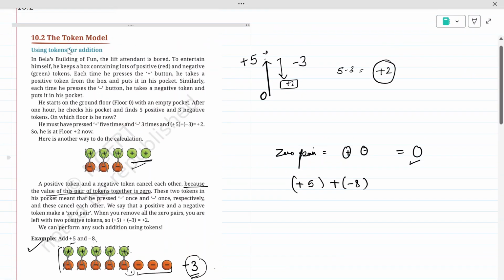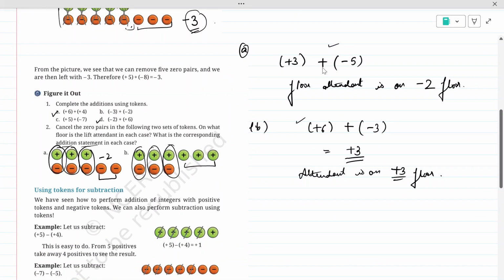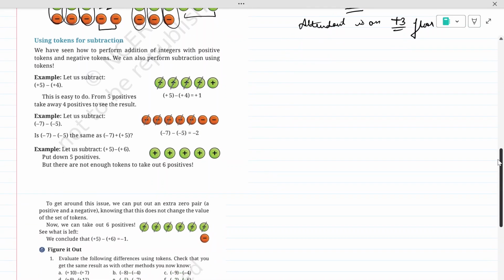We have learned how to use the tokens for addition. In all these cases, we have used the addition operator. Now in the second example, we are using the tokens for subtraction. We have seen how to perform addition of integers with positive and negative tokens. We can also perform subtraction using them. Let's see how. We have plus 5, that is 5 greens. From this, we are subtracting plus 4. So straight away we can cancel and we are left with plus 1. Easy, simple subtraction.